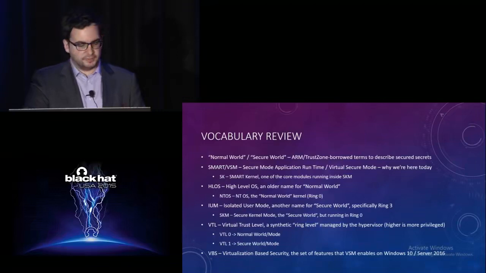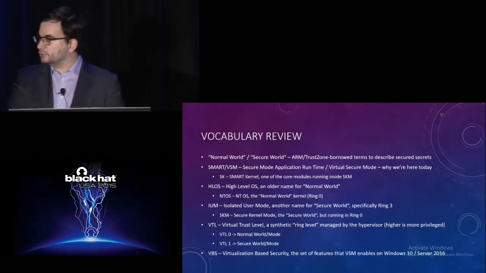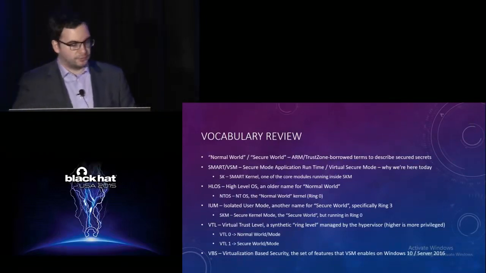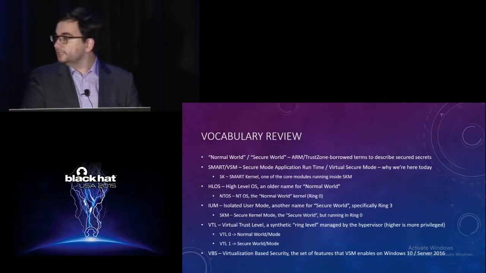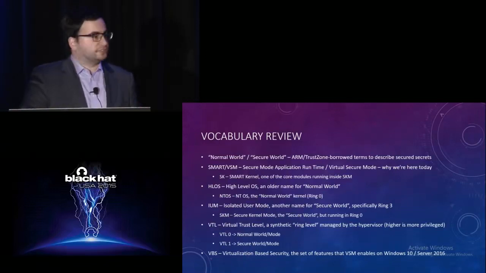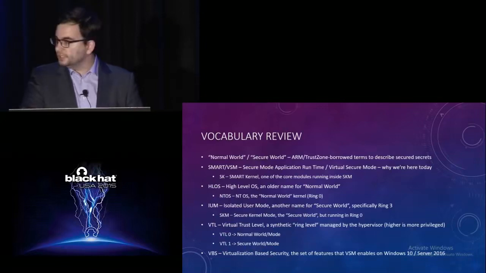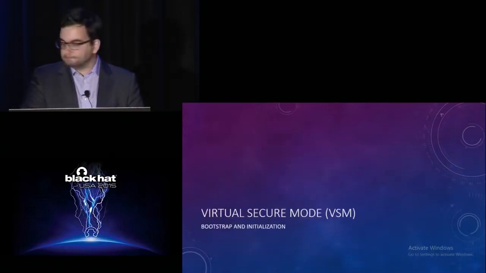IUM is your isolated user mode, which is your secure world in ring 3. SKM is your secure ring 0, both of these in VTL1. And the VTLs, again, they're your virtual trust levels. VTL0 is your normal mode, VTL1 is your secure mode. And VBS is the set of technologies or features that are going to leverage what's there in VSM.